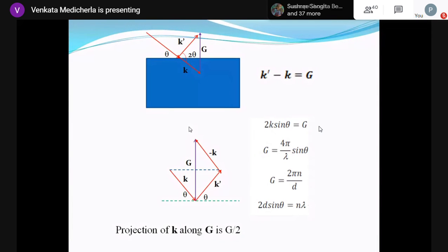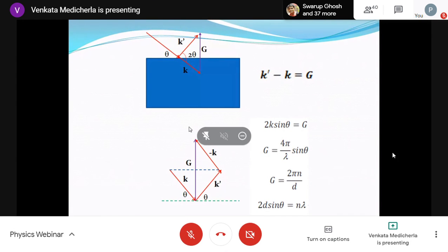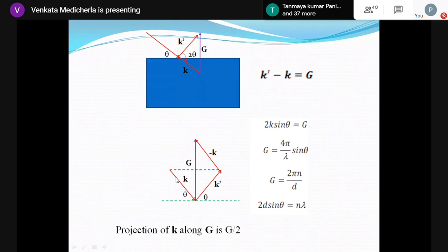But apart from that, this figure will also give you one more thing actually. What is that extra we get? If you see this, if you take the component of K along G, it will be K sin theta, right? K cos theta will be along this, K sin theta will be along the direction of G. That is K sin theta.